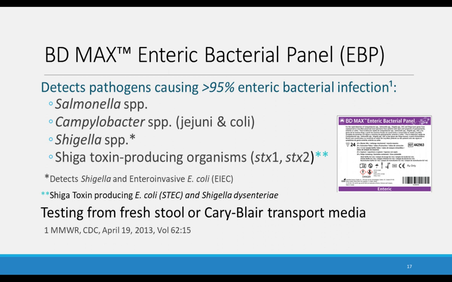Let's look at those stars that I have by Shigella and Shiga toxin. I want you to note that the Shigella species primarily targets Shigella, but it can also detect enteroinvasive E. coli. The Shiga toxin-producing organisms, that is the primary thing that it is detecting, but it can also pick up Shigella dysenteriae. It is very helpful that this has been FDA cleared for both the testing of fresh stools or for Cary-Blair transport.